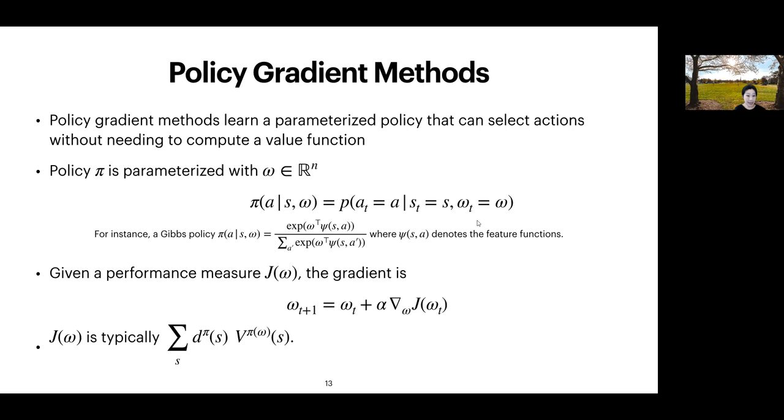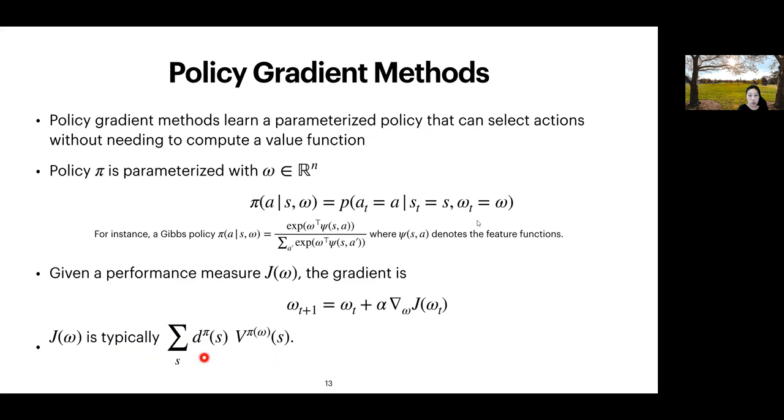Now here comes the part that people might find confusing. I claimed that the policy gradient method learns a parameterized policy that can select actions, and I emphasized, without needing to compute a value function. But now I'm saying that this performance measure is typically this guy here: an expected value function, taking an expectation over the state.